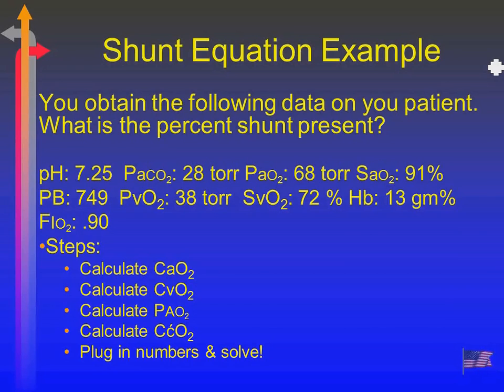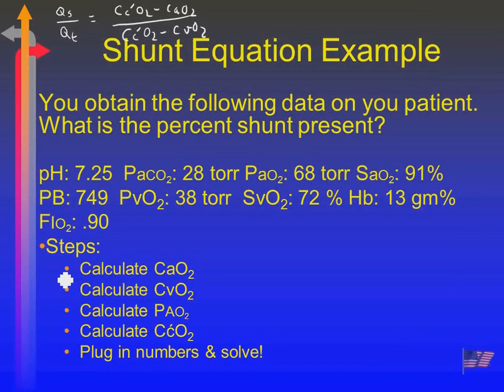Fair? Okay. So here's a kind of a question that you might see on a test in future years. I obtained the following data on the patient. What's the percent shunt? So what I need to find, again, is my formula for the shunt equation. CCO2 minus CaO2 divided by CCO2 minus CVO2.